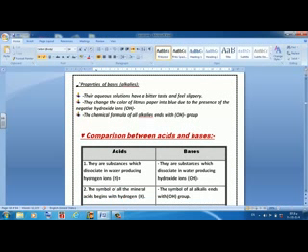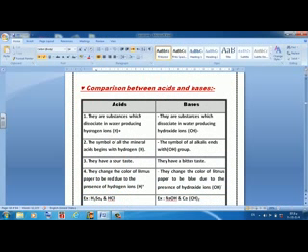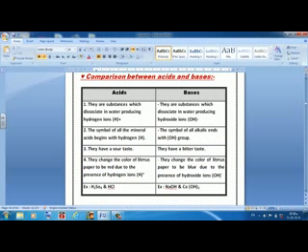Here we have a comparison table between acids and bases. As you see, number one, acids are substances which dissociate in water producing H positive, or hydrogen ions. Bases are substances which dissociate in water producing hydroxide ions, OH negative. And that's why they change litmus paper into blue. Number two, the symbol of all mineral acids begins with H, hydrogen. In bases, the symbol of all alkalis ends with the OH group.